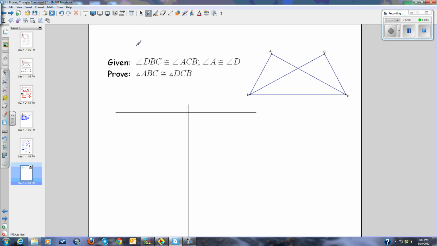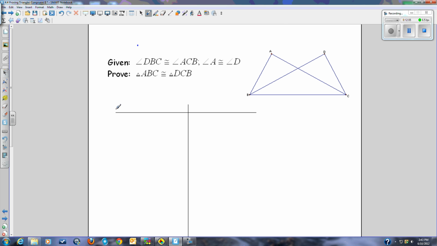Let's move on. We have a two-column proof here. We are given that angle DBC is congruent to angle ACB, so let's write that down. DBC is congruent to ACB. We'll mark that. We're also given that angle A is congruent to angle D. And we would like to prove that triangle ABC is congruent to triangle DCB.